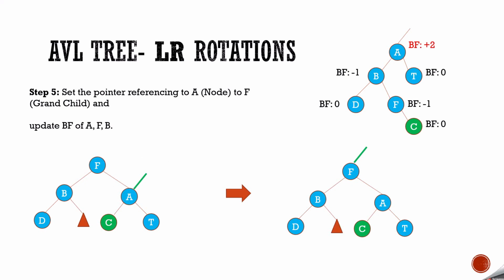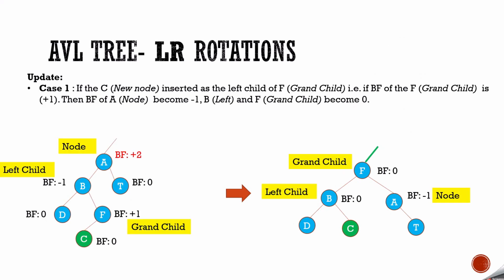And how are we going to update? By the way, I am telling again, in this case we are going to update 3 nodes. That is, the node we have designated as node, then left, and then grandchild. These are the 3 target nodes for which we have to update the balancing factor. So how will we update? For all 3 cases I am showing how to do it.